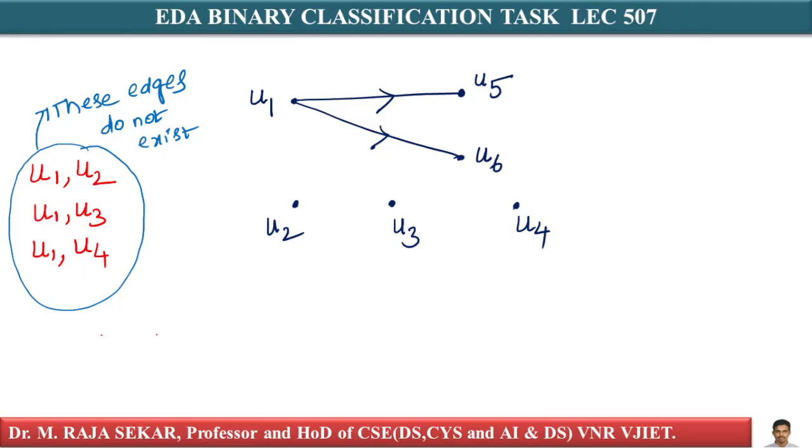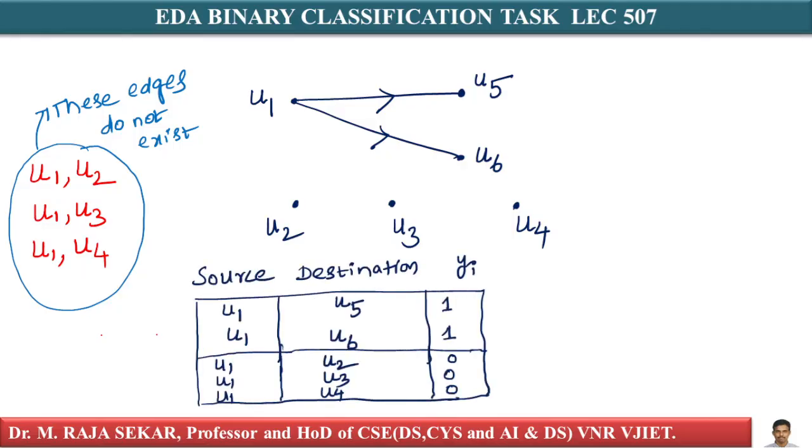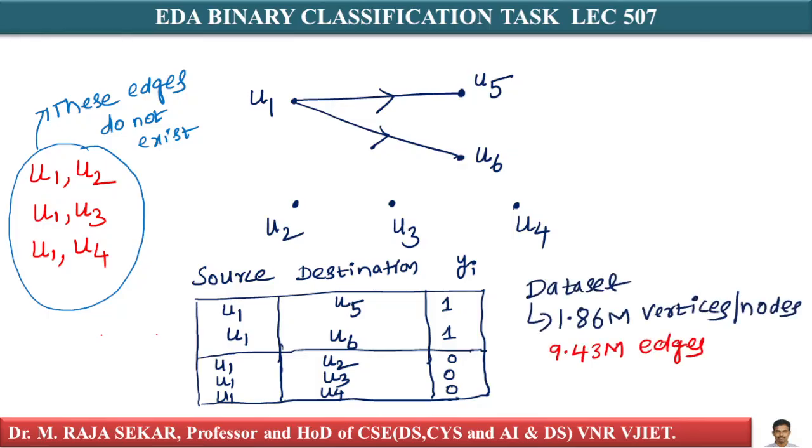Similarly, I can add u1, u3 and give a class label 0, isn't it? Similarly, I can add u1, u4 and give a class label 0, because these edges do not occur. These edges are not there in my data set right now, isn't it? So given the data set, we have 1.86 million vertices or nodes, and we have 9.43 million edges.